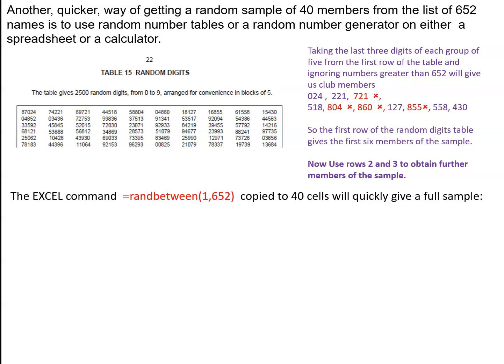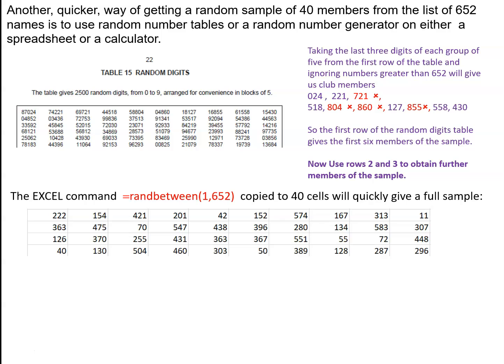Using an Excel spreadsheet, the Excel command equals RANDBETWEEN 1 and 652 will give you a random integer somewhere between 1 and 652. So that will give me a random member of the golf club. And if we copy that command across to 40 cells, we'll get a random sample of 40 members taken with replacement. And there's my random sample obtained using exactly that command on a spreadsheet.